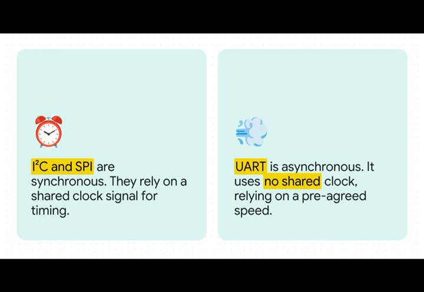Okay, so the first thing you need to understand, and this is the most fundamental difference between them, is all about timing. We can basically split them into 2 camps. You've got your synchronous protocols and your asynchronous ones. I2C and SPI, they're in the synchronous group, while UART is the lone wolf in the asynchronous camp. And trust me, this one difference changes everything about how they work.